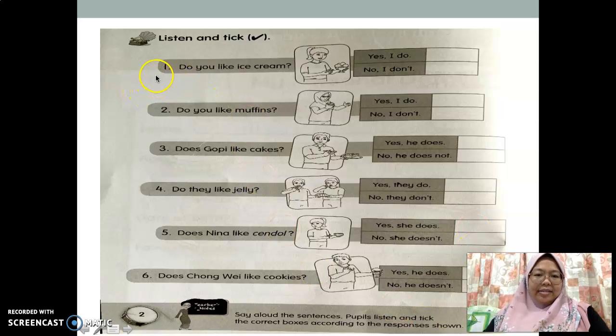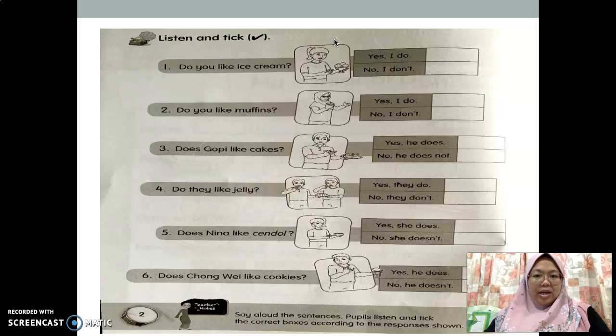Question number 1. Do you like ice cream? Kamu suka ice cream? Look at the picture. Lihat pada gambar. Jika gambar menunjukkan dia suka, the correct answer is yes, I do.